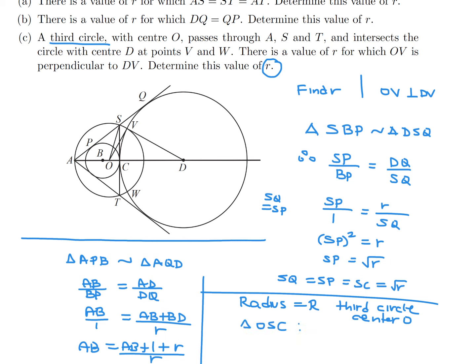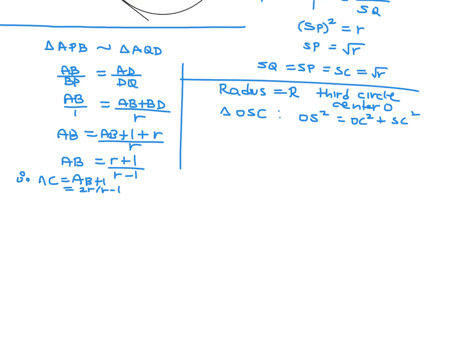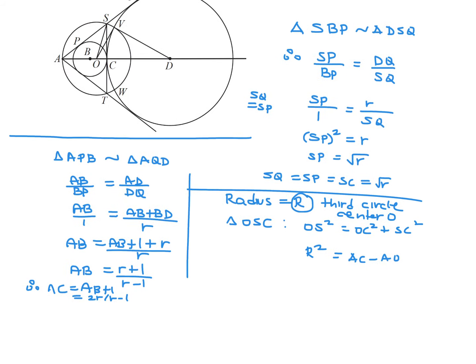In triangle OSC, you will see a Pythagorean relationship where OS is the hypotenuse, and the other legs are OC and SC. So that's what I will work on now. So OS, according to my labeling, is R squared, and that's going to be AC minus AO. Let me just keep that diagram in the frame so you can see. All squared. And then SC, we'll just leave that SC for now.